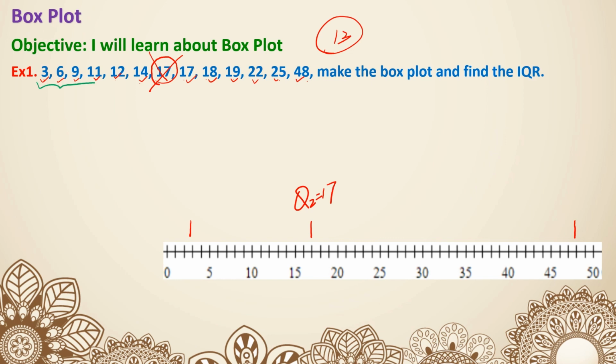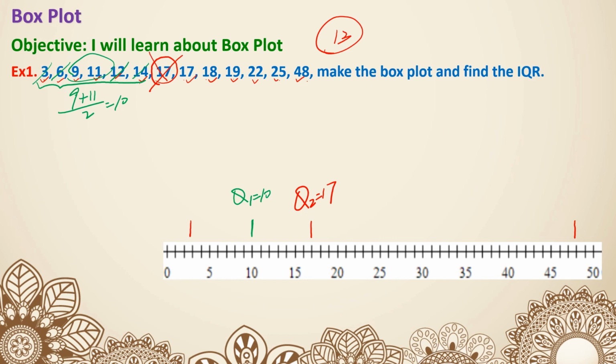So this is the lower half of the data. There are 6 of them. Let's start crossing things out. 1 pair, 2 pairs. We're left with 2 of them. 9 plus 11 divided by 2 is 10. That means the Q1 has to be 10.